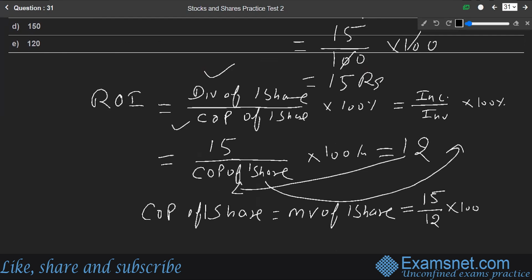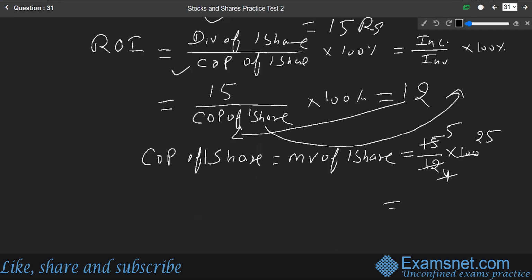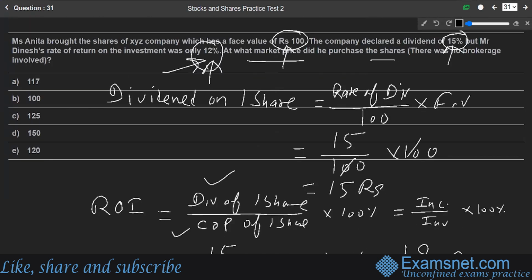Let us simply solve this particular thing. So 15 by 12, you can cut 12 by 4, 4 threes are 12, and 3 fives are 15. And we can cut 100 by 4, which gives 25. So 25 into 5, that is the market value of each share. 25 into 5 is nothing but 125 rupees. So that is the actual market value of each share that has been bought. Okay, so that is available clearly in option number C. So that becomes the right answer.